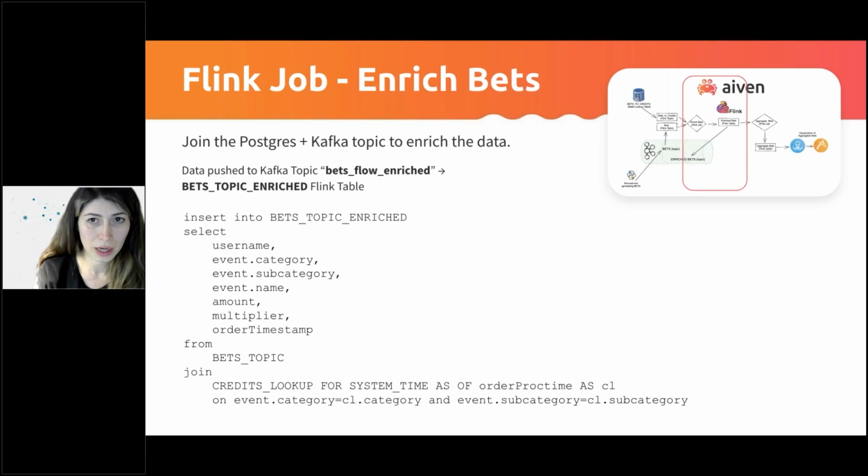So here now is how, if you look at the Flink job, as I have mentioned before, if you're familiar with the SQL statement, then this should seem quite straightforward. So we are joining 2 data sets together and then inserting them into a table, which in this case is an output Kafka topic.